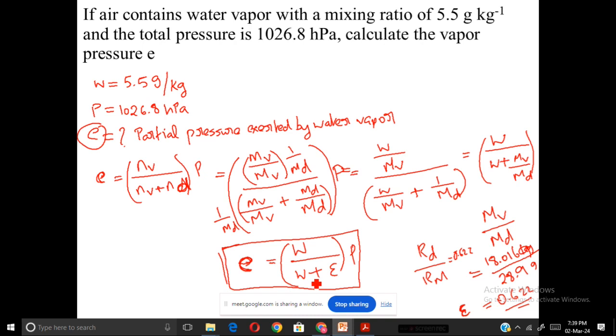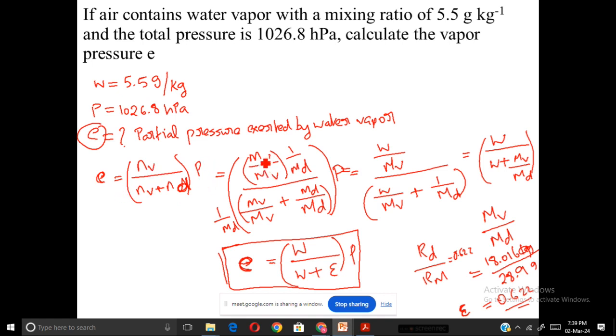We try to express vapor pressure in terms of mixing ratio because that is the only quantity that we have. The vapor pressure, or the pressure exerted by any constituent in a mixture of gases, is proportional to the number of moles of the constituent in the mixture. Here the mixture is moisture and dry air. So the amount of vapor present is given by the number of moles of vapor by the total number of moles of the mixture, Nv by Nv plus Nd. E is equal to Nv by Nv plus Nd into the total pressure.